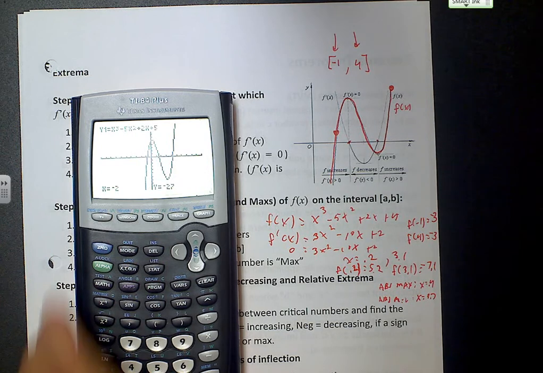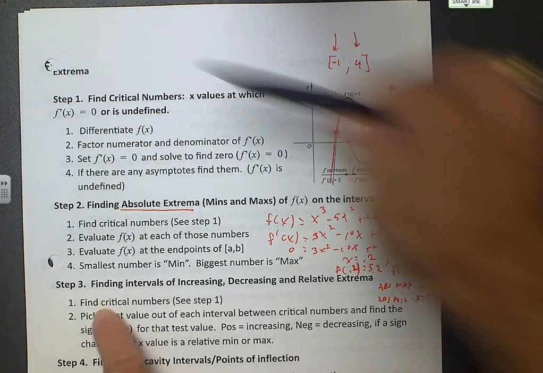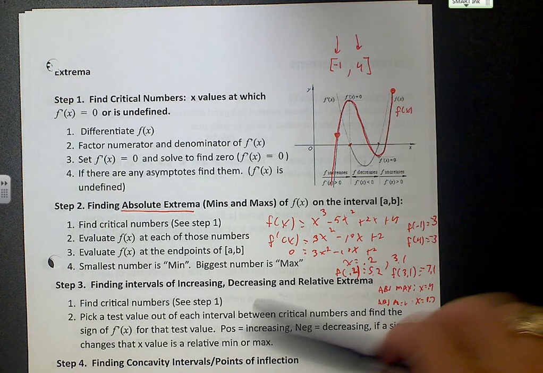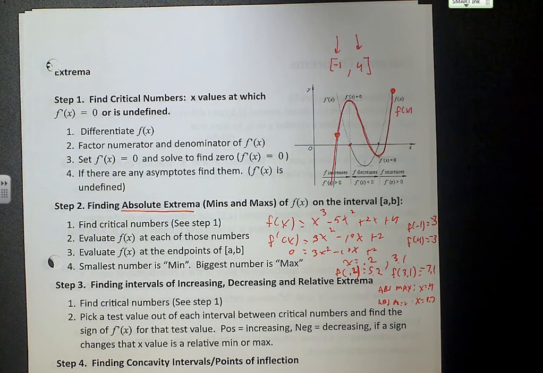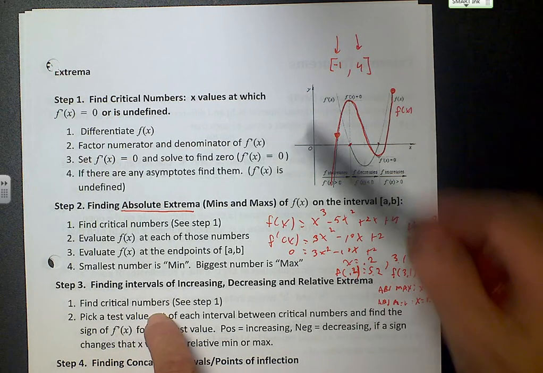Okay, all right, let's do one more thing here, and then I'm going to do these first three today and call it good for the day. Step 3 right here is the idea of increasing and decreasing. Where is the parent function increasing? Where is it decreasing? We still have to use our critical points. We'll be doing this over and over again. You're going to set the derivative equal to 0.